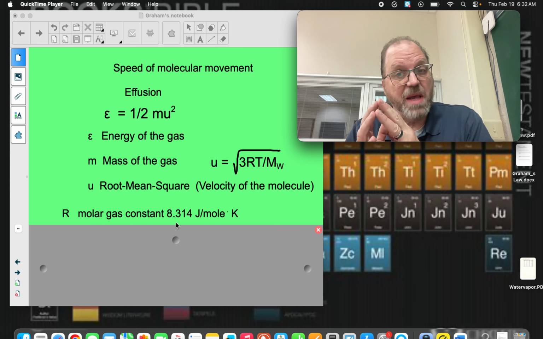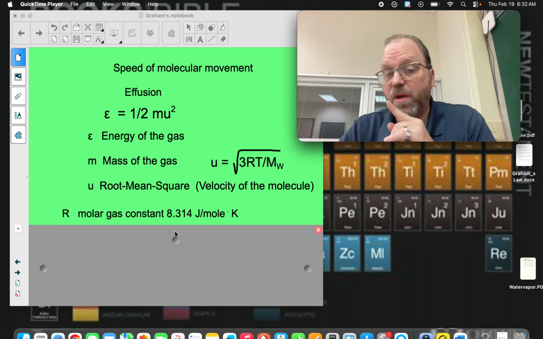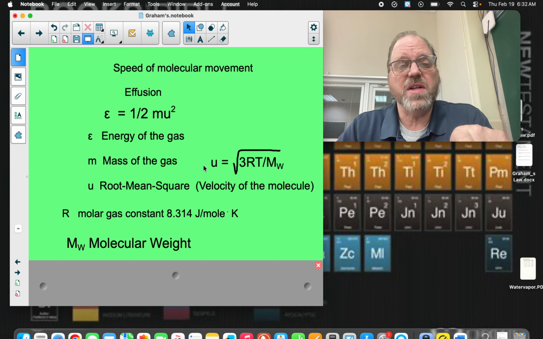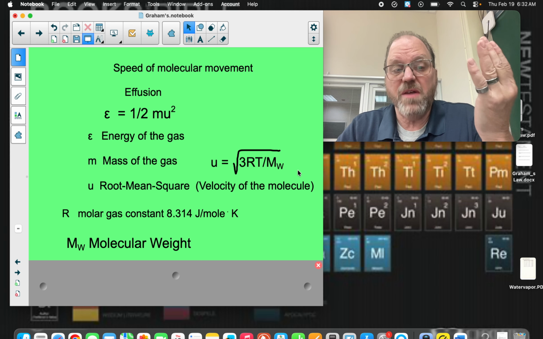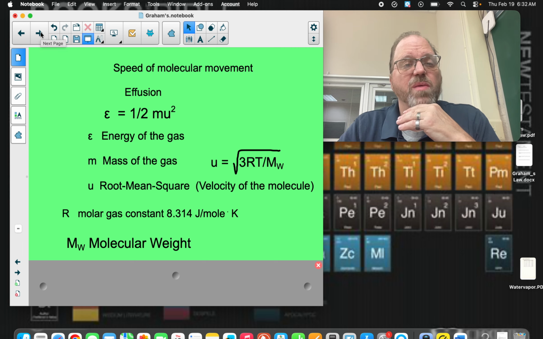R is the gas law constant, not the same as the R in the ideal gas equation. It's 8.314 joules per mole Kelvin. And then MW is molecular weight. Rearranging this equation to solve for U, because that's what we're going to look at, the root mean squared velocity is the square root of 3RT over MW. That's our answer right there.